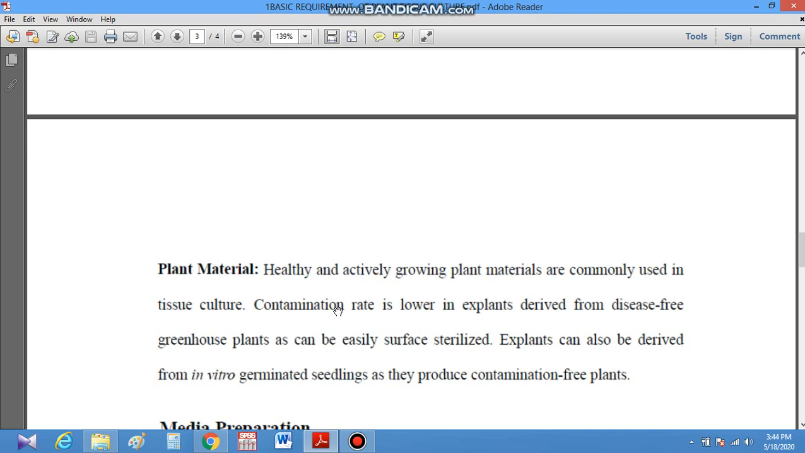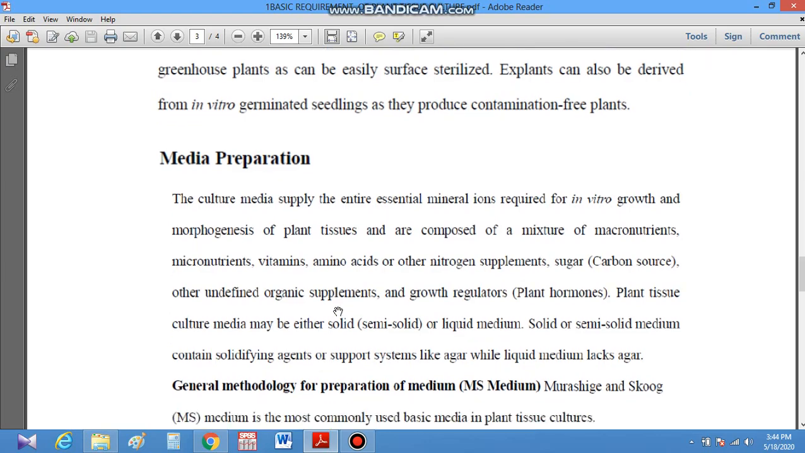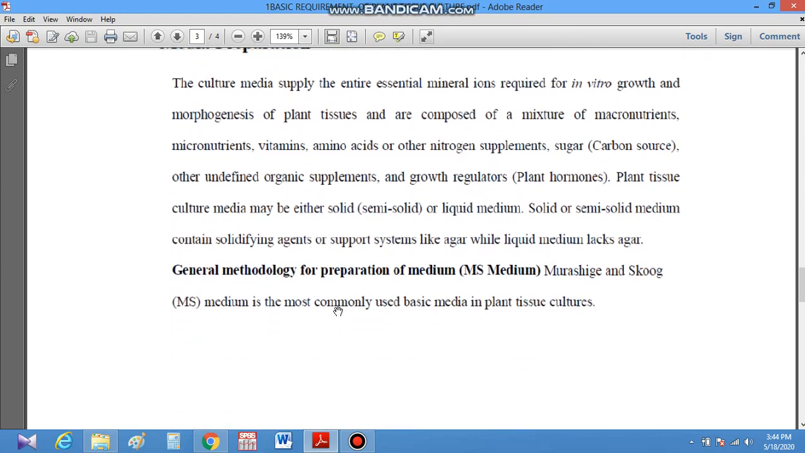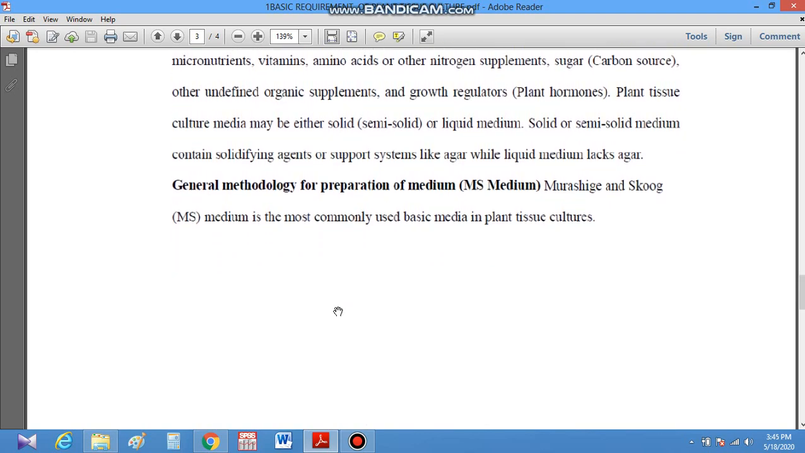Then we talk about the nutrient media. Nutrient media has inorganic nutrient content. Basically, nutrient media used for tissue culture are B5 medium and MS medium, that is Murashige and Skoog medium. We will discuss here the MS medium, which is generally used for plant tissue culture. The nutrient medium contains inorganic mineral elements, growth hormones, vitamins, carbon source, amino acids, a solidifying agent such as agar, and organic constituents.